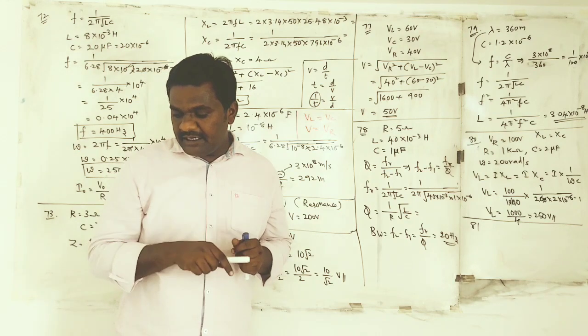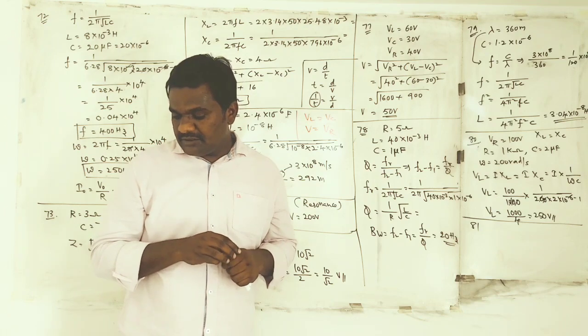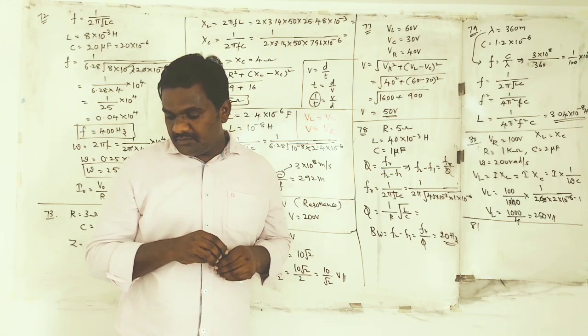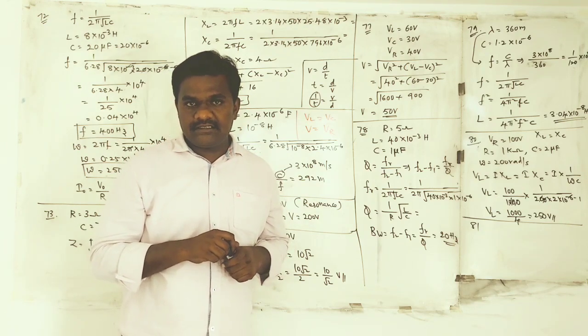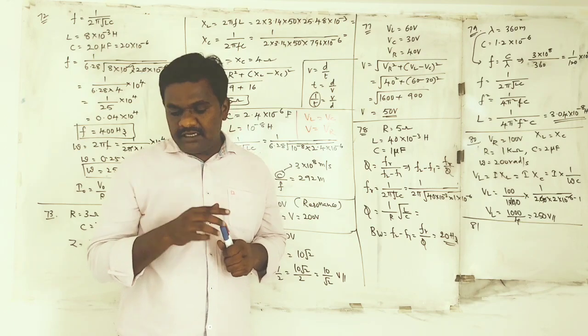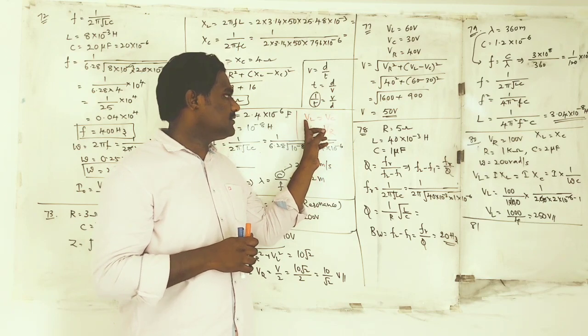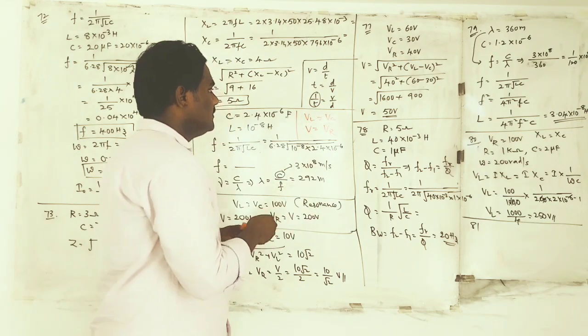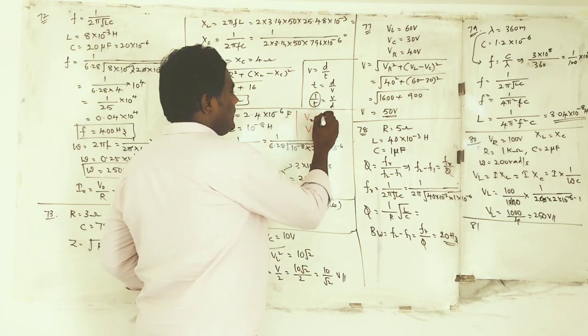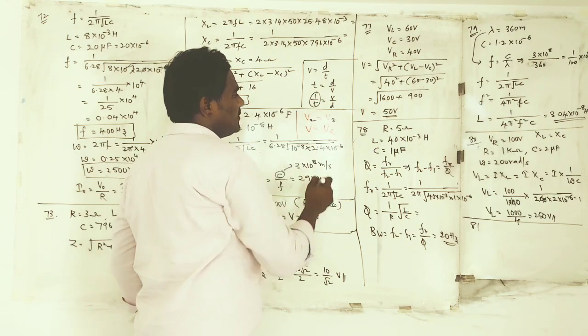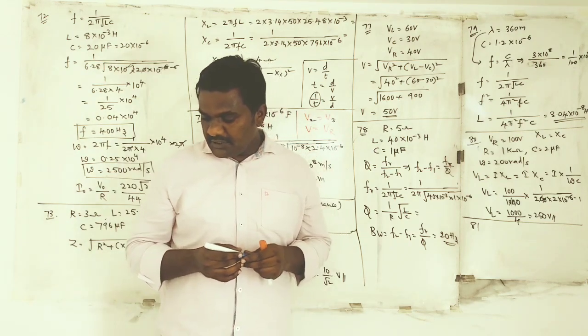So your option will be D. None of the other options will be suitable for the problem. Option D will be the correct answer, since V2 is the voltage across the inductor and V3 is the voltage across the capacitor, hence these two will become equal. So this I will take as V2 and this I will take as V3. So your option is option D.